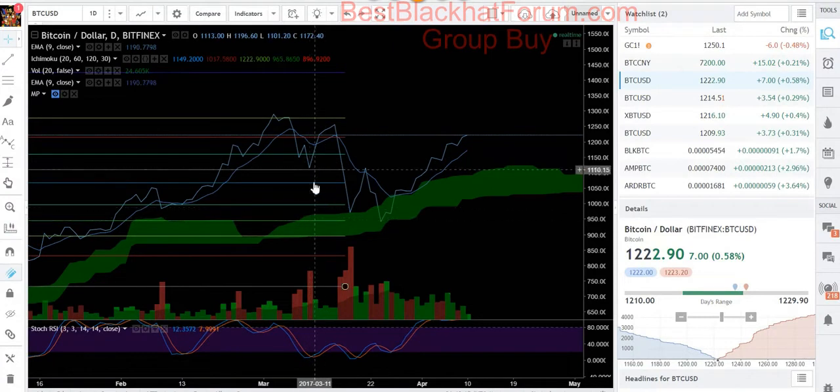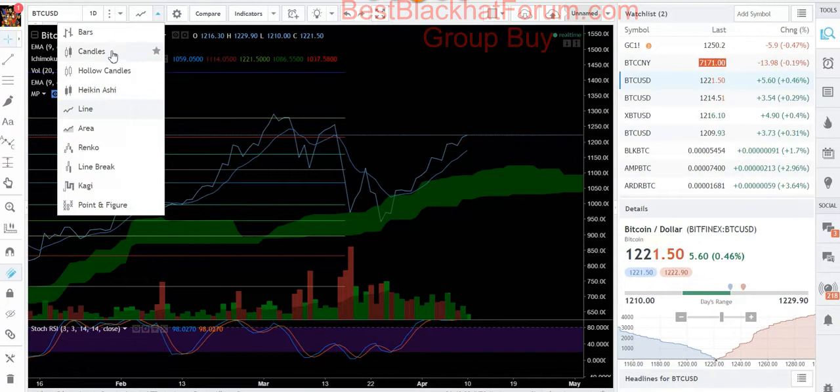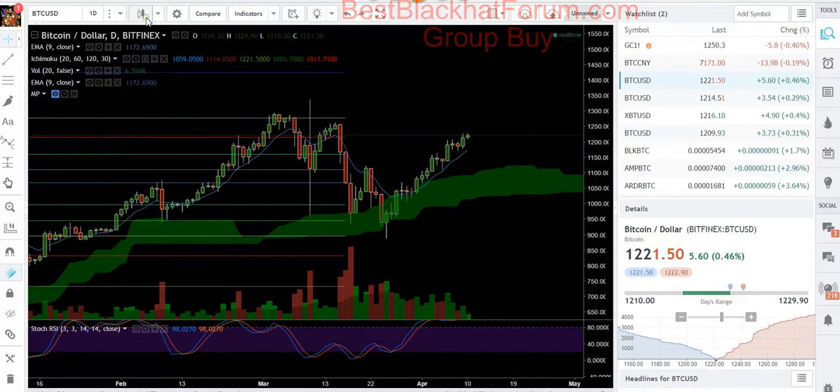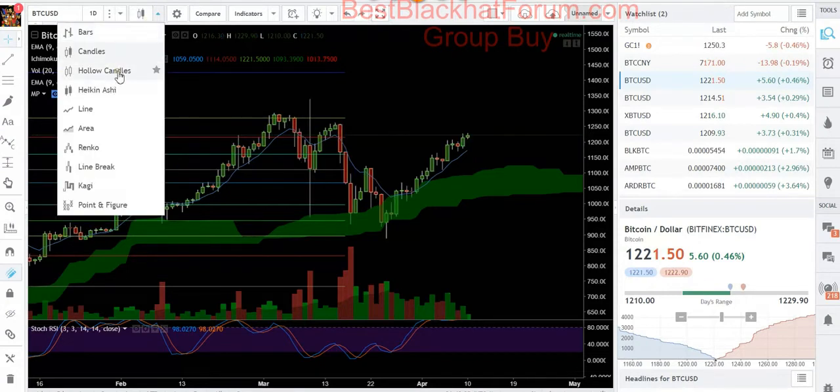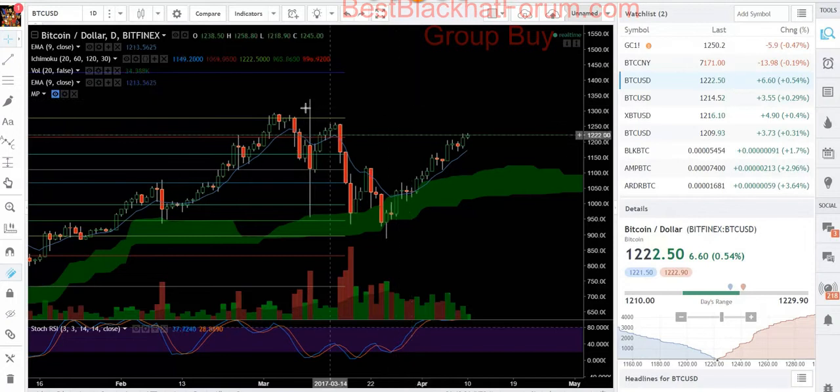That was just a very manipulative dump before a pump. Now you see that a lot, that pin bar kind of action. You see that a lot in Forex, mostly on days where there's news and stuff like that, which is why I don't really trade Forex on days where they're going to announce earnings and statements and stuff like that, because you get a lot of this kind of action.